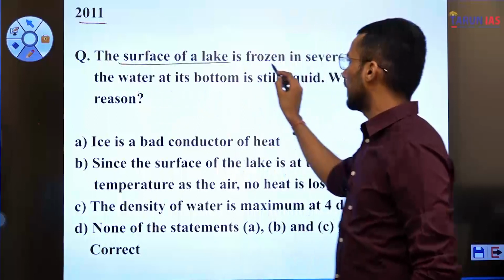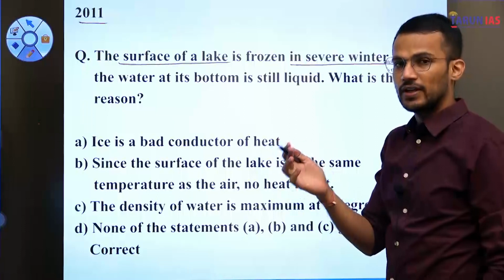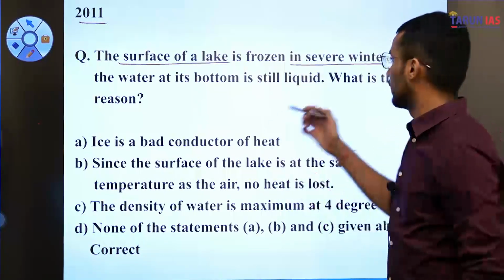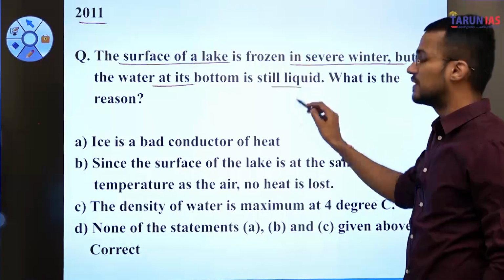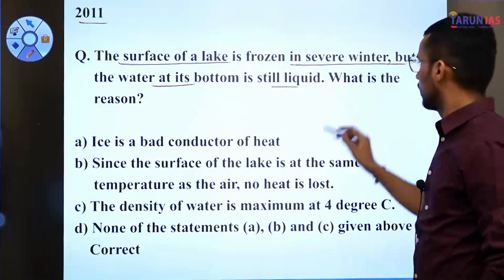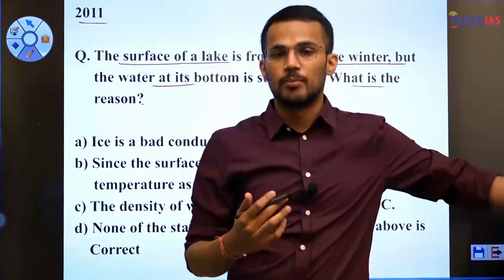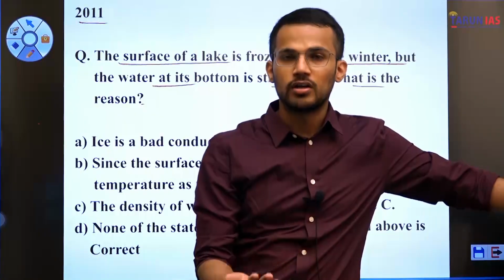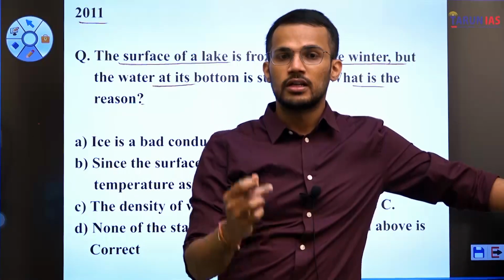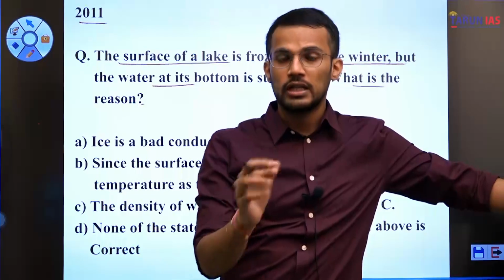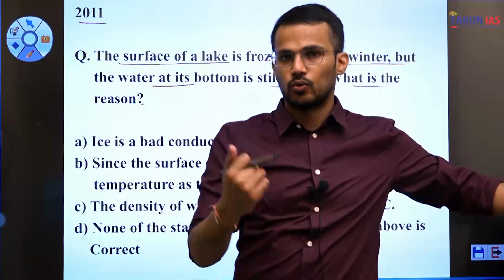The surface of a lake is frozen in severe winter, but the water at its bottom is still liquid. What is the reason? Fine. So the question is about why the bottom of a lake is not frozen in severe winter, though the upper layer or the topmost layer is frozen. Fine. So what are the options?